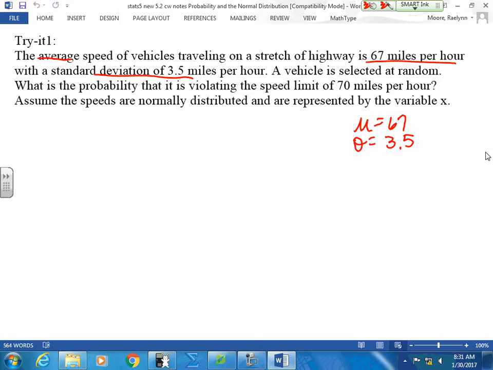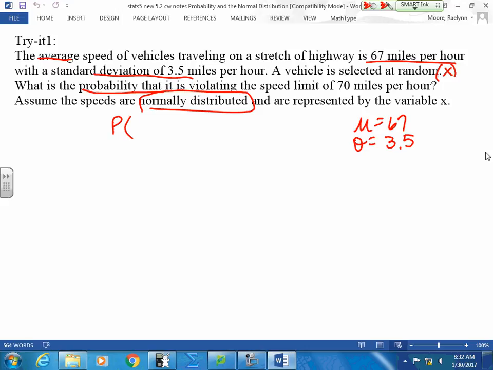A vehicle is selected at random. This is my X person. What is the probability that this person is violating the speed limit of 70 miles per hour? So assume that your speeds are normally distributed. They're going to tell us this, and they're going to tell us that this represents the variable x. In other words, we're using x to find our probability statement.